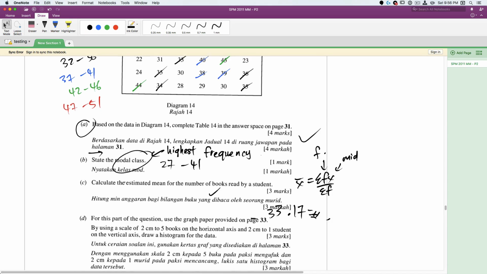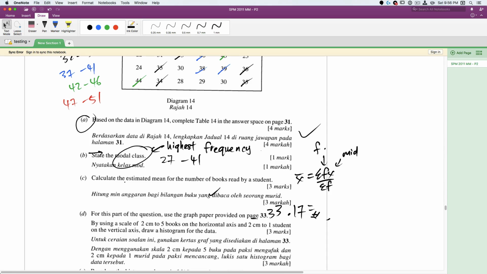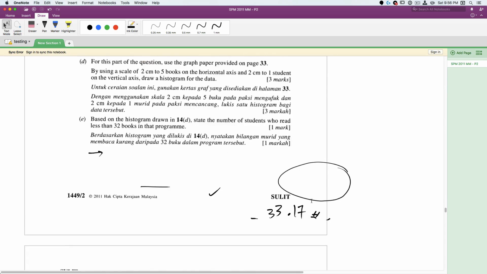And then the second one is they ask you to estimate the mean. They ask you to find a mean. Mean basically is sum of fx over sum of f. So how to do the sum of fx is like this.